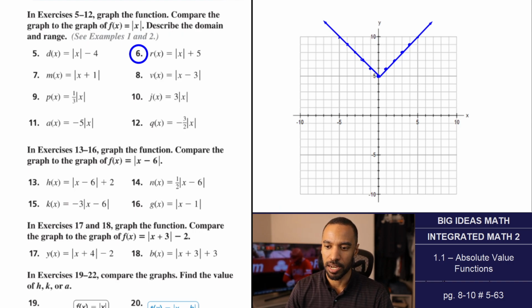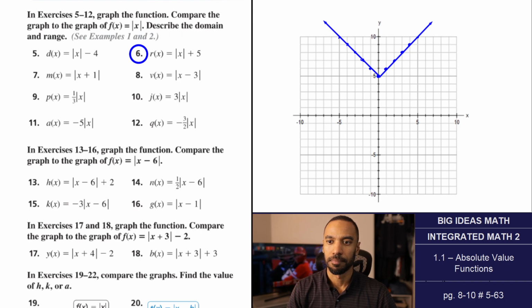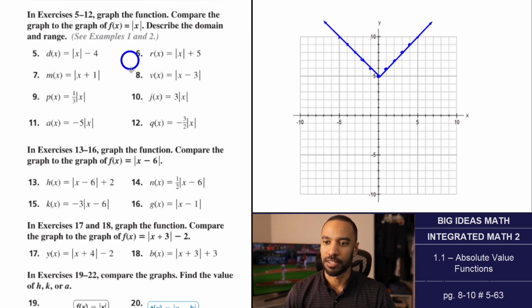The domain, once again, is all real numbers. The range is y is greater than or equal to 5. They go upward from there. Okay. All right, number 7. Absolute value of x plus 1.